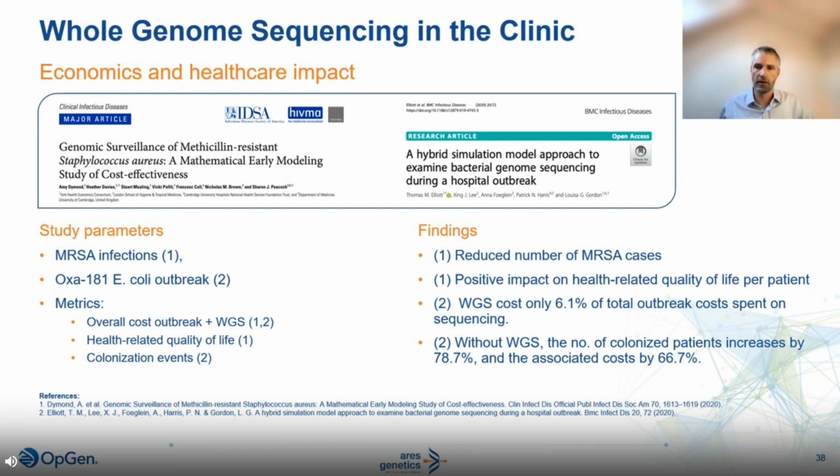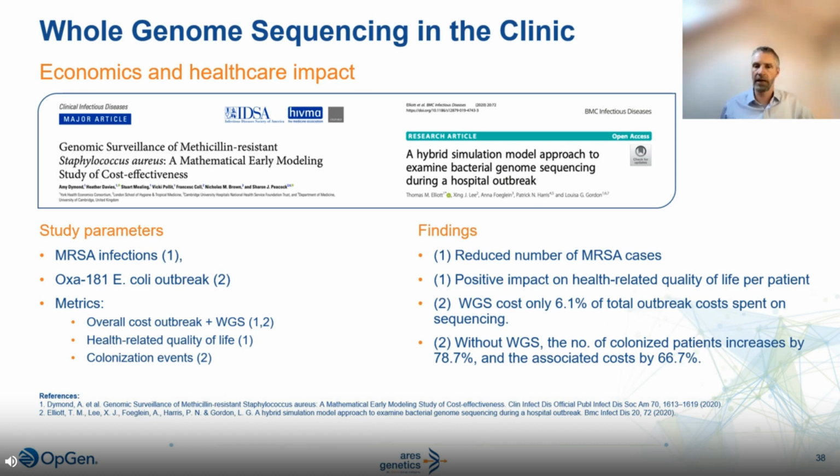They concluded that routine MRSA sequencing would result in fewer cases. They included both colonization and clinical infections, and to have a small but measurable positive impact on health-related quality of life on a per-patient basis. And that effect was regardless of whether these patients have been infected or were only tested for MRSA. The team also estimated that routine whole genome sequencing was likely to be cost-saving under the model assumptions.